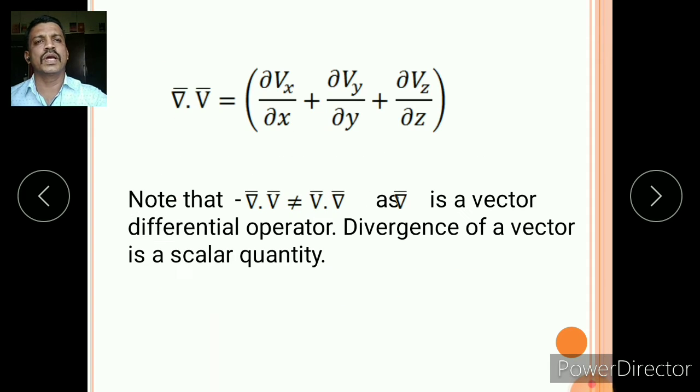So here you will get the divergence of v, or del dot v, equal to ∂vx/∂x plus ∂vy/∂y plus ∂vz/∂z. Note that del dot v is not equal to v dot del, as del is a vector differential operator. The divergence of a vector is a scalar quantity.